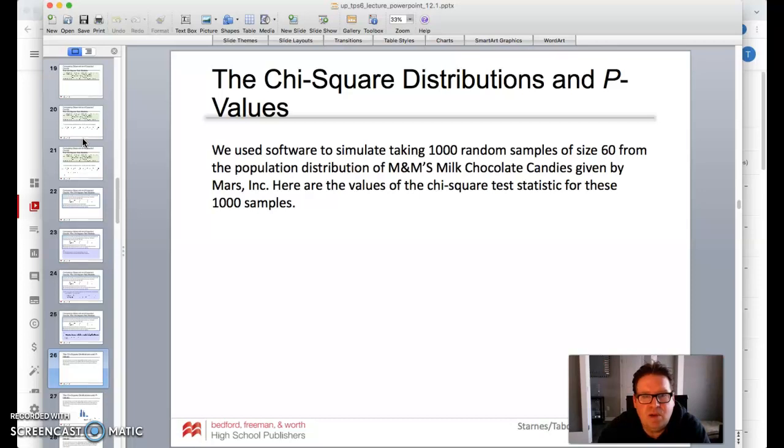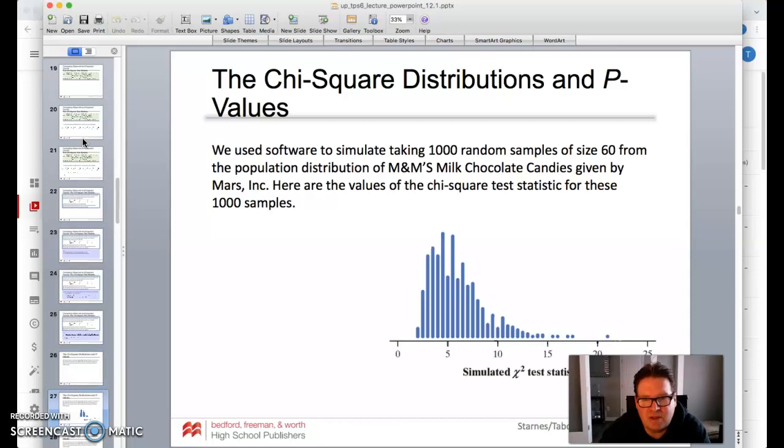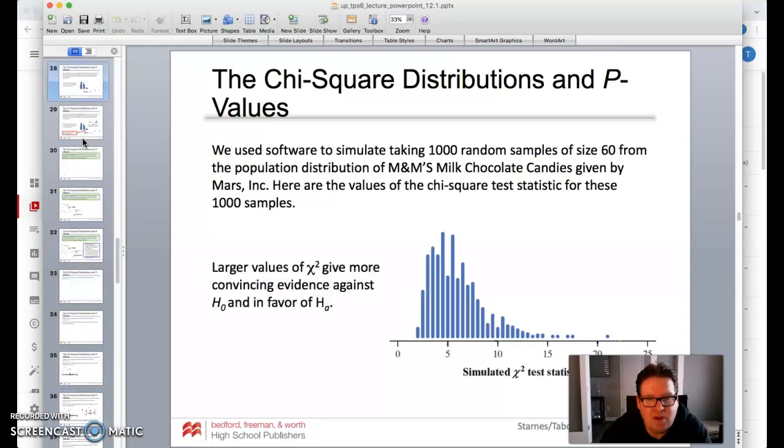All right, so now we use software. Now let's say we did the M&M's candy problem again, taking 1,000 random samples of size 60 from the population given by Mars Inc. Now here are the values of that chi-squared test statistic for those 1,000 samples. All right, so that's what happened. So the larger values of chi-squared give more convincing evidence against the null hypothesis and in favor of the alternative.